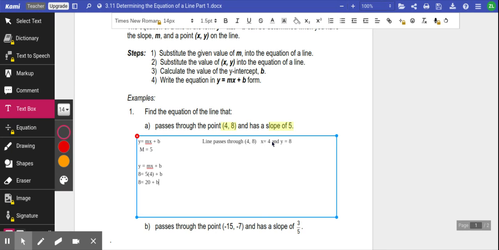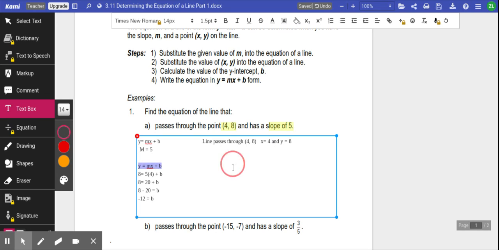Now our job is to get b by itself. Therefore, we're going to move the 20 to the other side. And since it's positive, we're going to change it to negative. So it's going to be 8 minus 20 equals b. And then therefore, 8 minus 20 is negative 12 equals b.